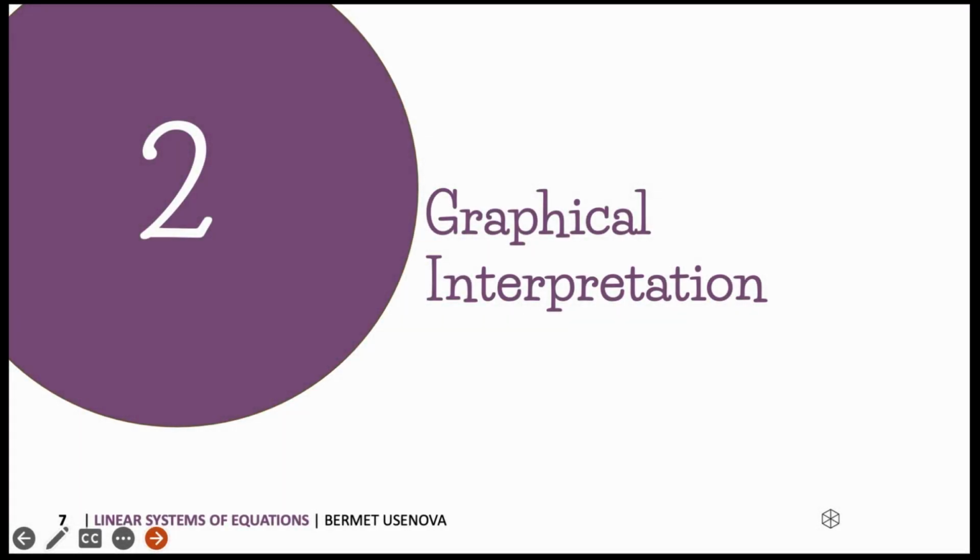Next, we are going to look at the graphical interpretation of systems of equations. For example, a linear system could have a unique solution, no solution, or infinitely many solutions. We will look at every case's graphical representation and introduce important terms such as slope and intersection. We'll start with a system with a unique solution.